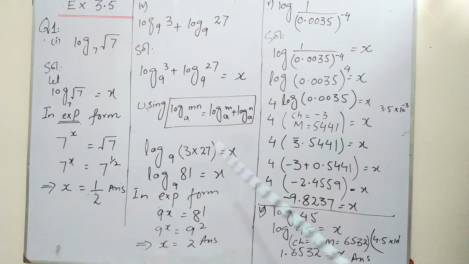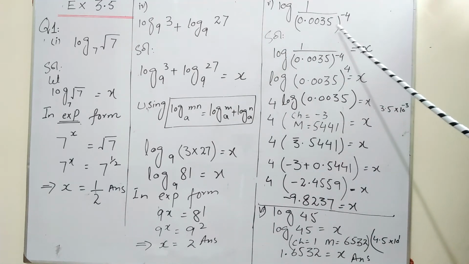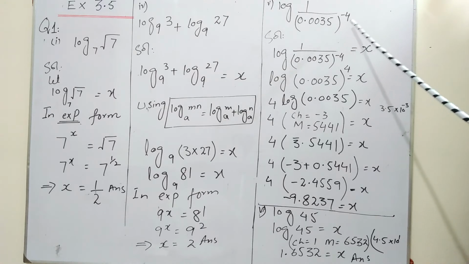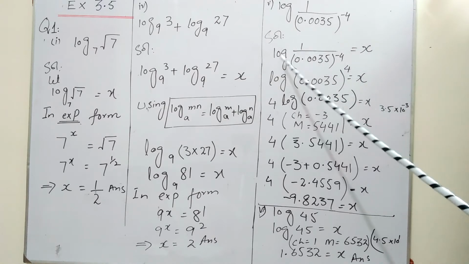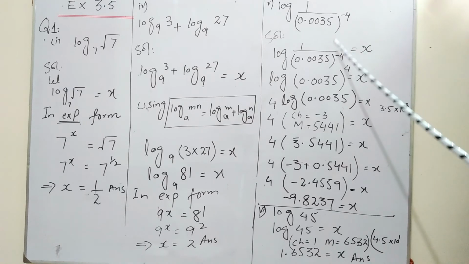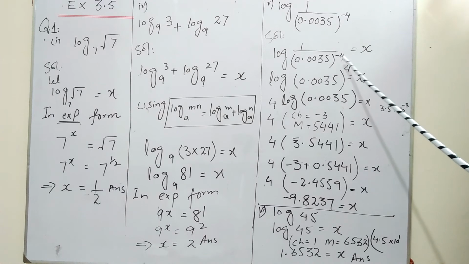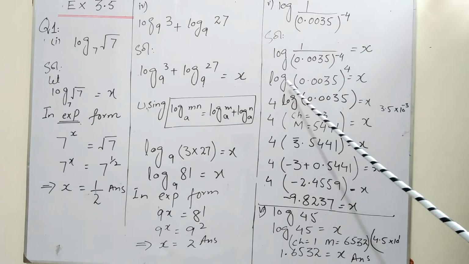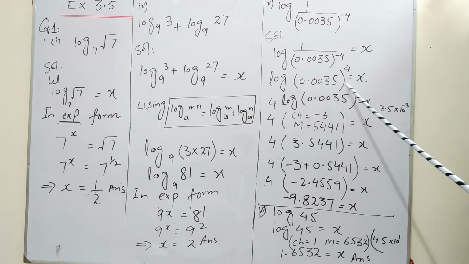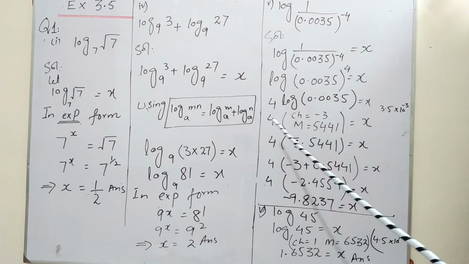Now moving to part 5th of question number 1. Log of 1 by 0.0035 raised to the power minus 4. First of all, let this expression be equal to x. Now this part is in reciprocal form. When we convert it into simpler form, the negative power becomes positive. So it becomes log of 0.0035 raised to the power 4 is equal to x.